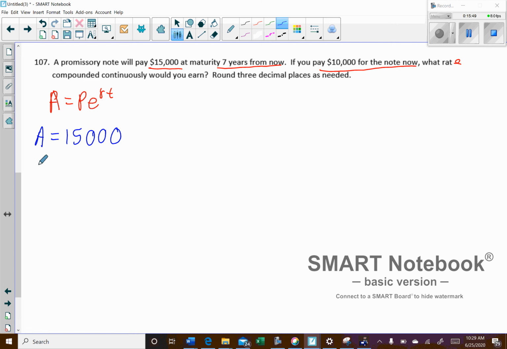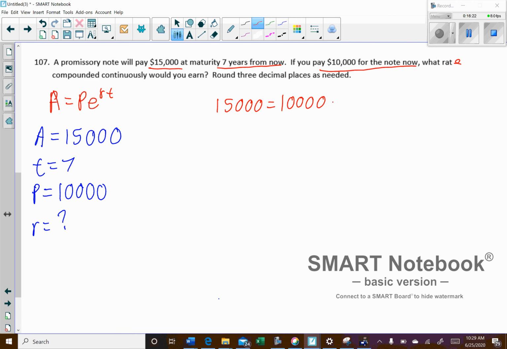So this time they're telling us T. They are going to tell us how long it's invested. They say that we paid 10,000 for the note. And so we want to know what the rate is. Okay, let's plug in what we know. We know the A value. We know the P value. We don't know R. We know T is 7. So I'm going to write it as 7 times R. I'm just going to switch the order of that. It just makes it look a little bit nicer.